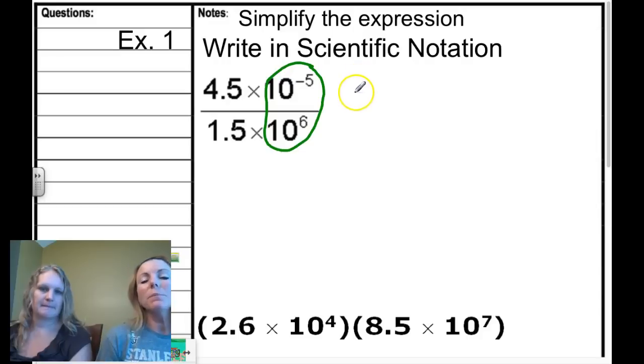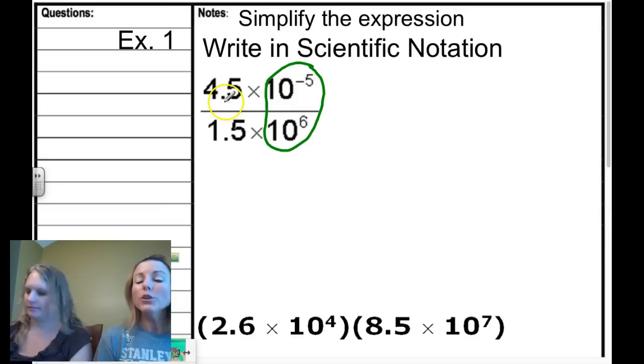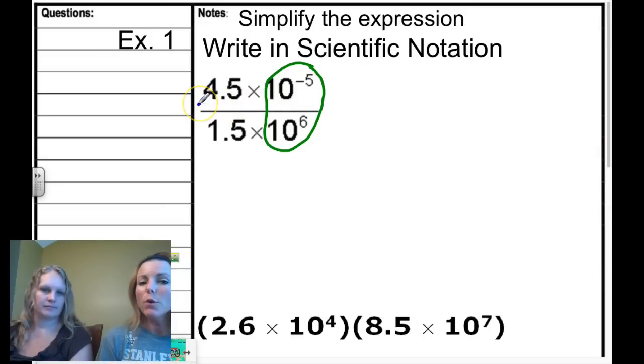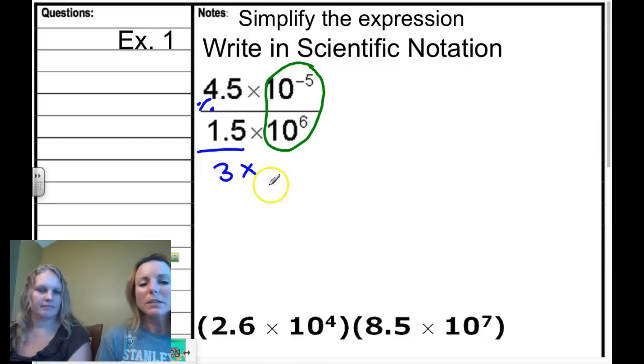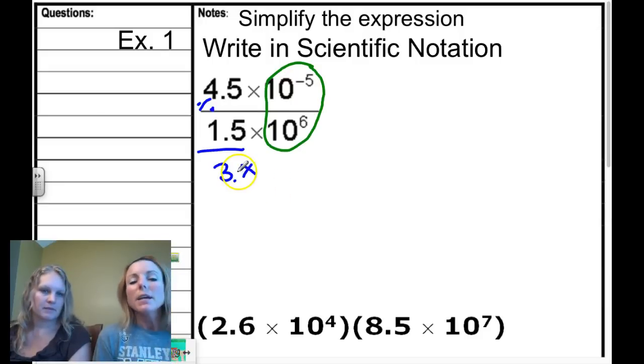If we type this into our calculator, let's ignore the 10 to the negative 5 right now. Let's look at the number in front. When you're dividing, which is what we're doing, you take your calculator and type in 4.5 divided by 1.5. When you do that, you get 3. In scientific notation, you can write just 3 or you could write 3.0. Either one is correct.